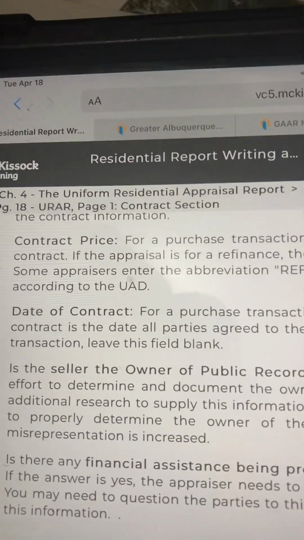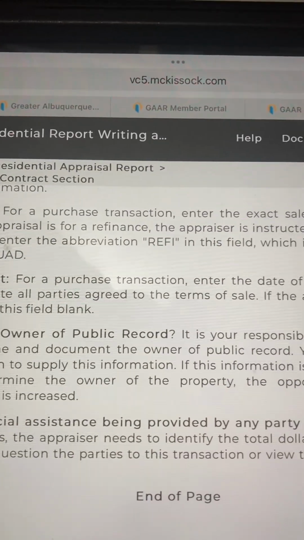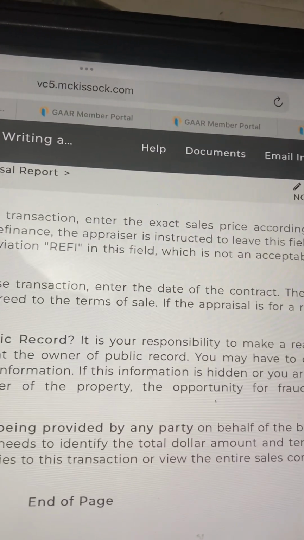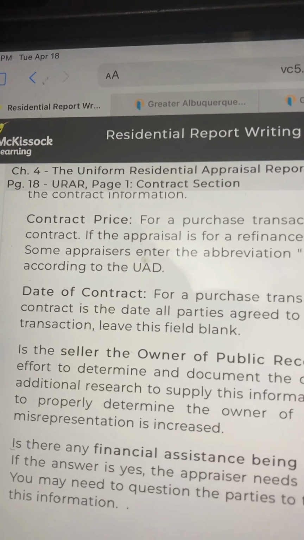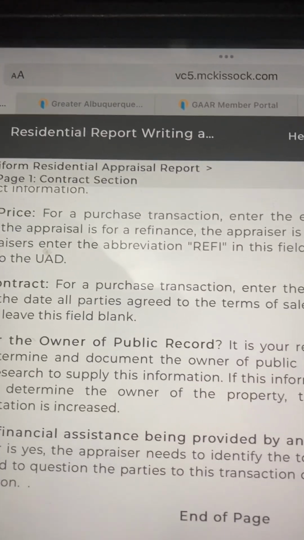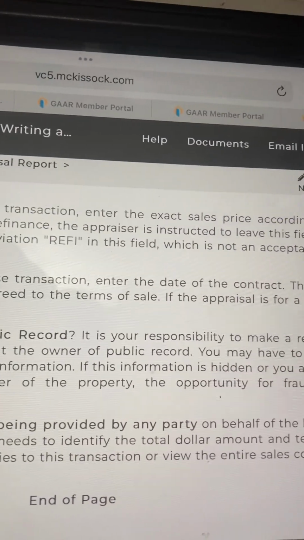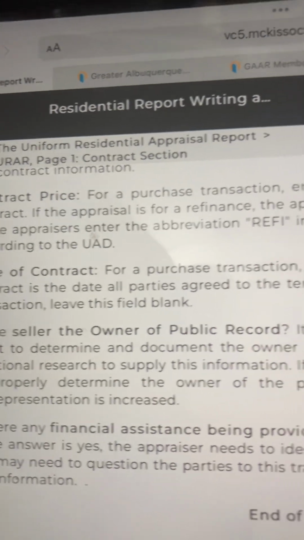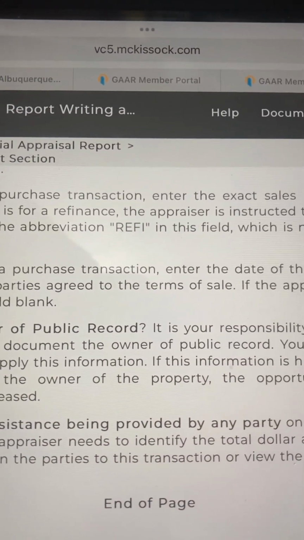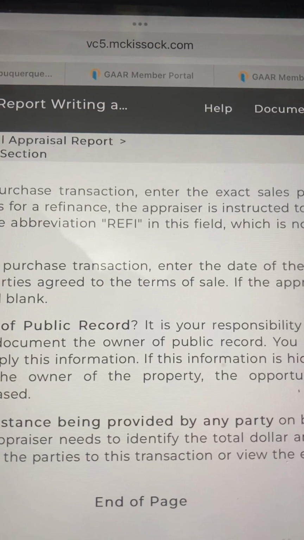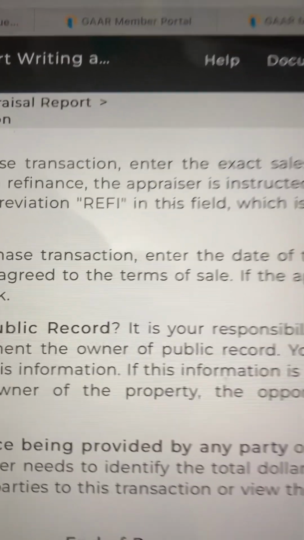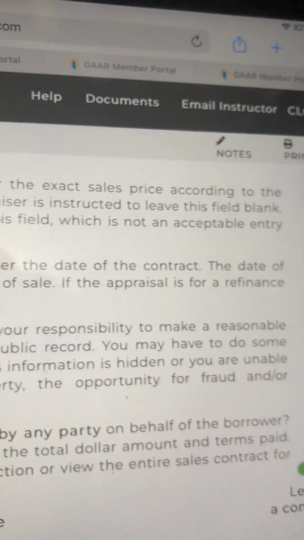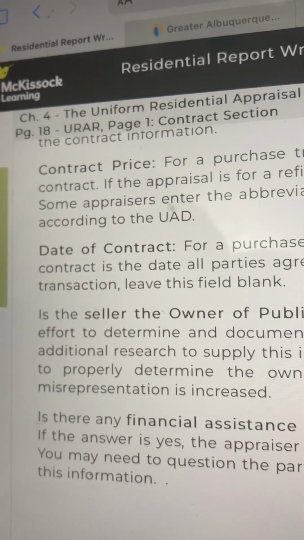Contract price. For a purchase transaction, enter the exact sales price according to the contract. If the appraisal is for a refinance, the appraiser is instructed to leave this field blank. Some appraisers enter the abbreviation REF, or REFI, refi, in this field, which is not an acceptable entry according to the UAD.